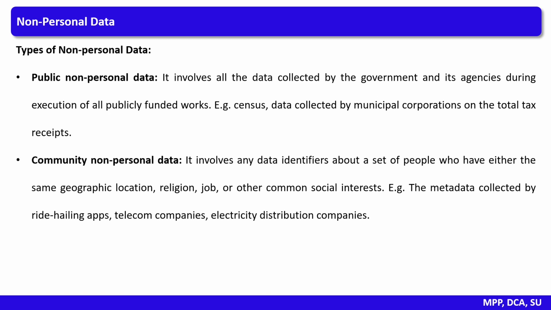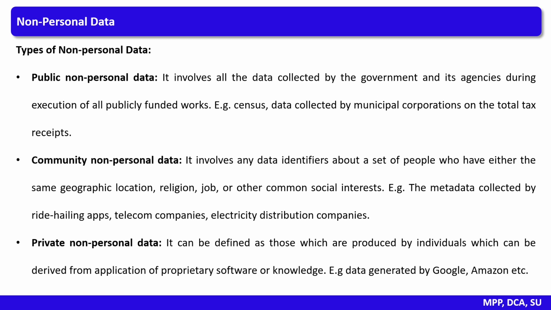The third type of non-personal data is called private non-personal data. Private non-personal data can be defined as data produced by individuals, which can be derived from applications of proprietary software or knowledge. For example, data generated by applications like Google, Amazon, or any of the standard mail servers can be treated as an example of private non-personal data.